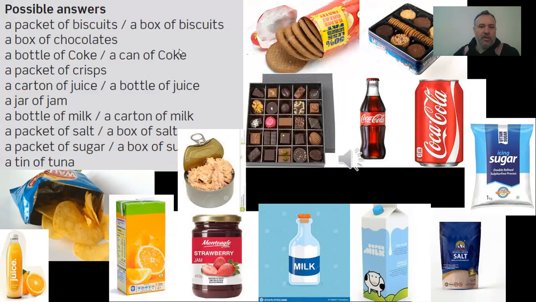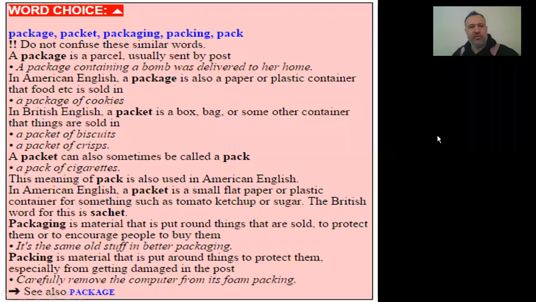Now, this is something else. A tin of tuna or a can of tuna. In American English, you can call it a can of tuna, but this is tuna. This is not sardines, right? Sardine is different from tuna. All right. There are some differences between these words.